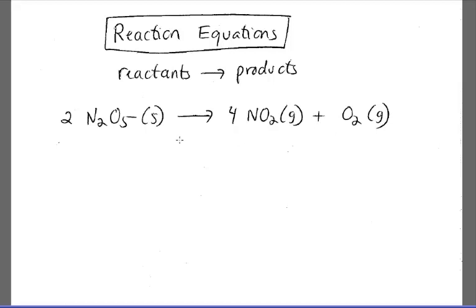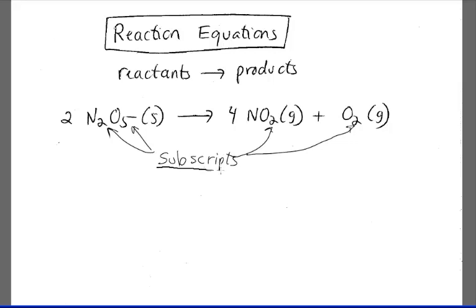First of all, there are these subscripts. And the subscripts are basically telling you what the bonding is in the molecule. So they give you an idea of molecular bonding. In other words, with NO2, you have one nitrogen and two oxygens in this molecule.